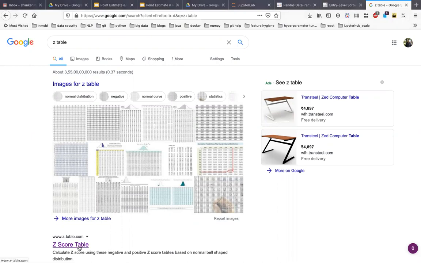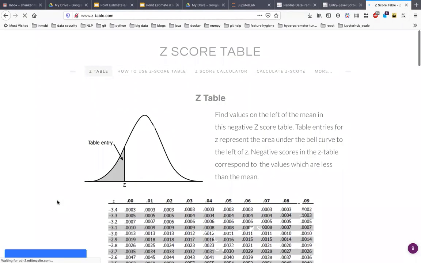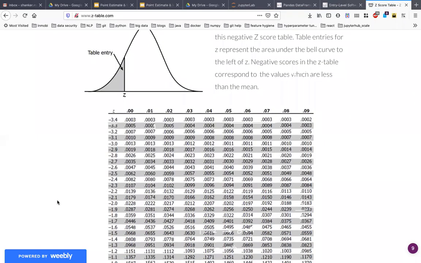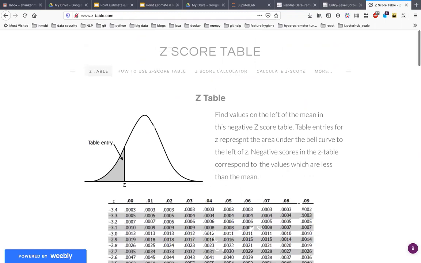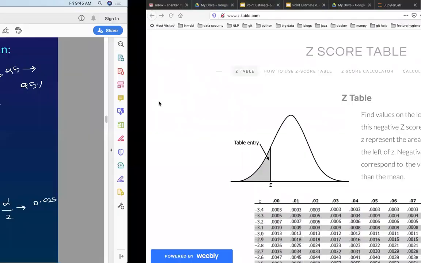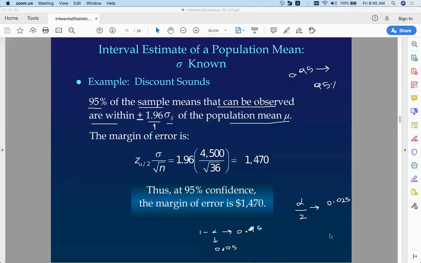So the 1.96 I'm getting from here. Okay, so this is a Z table. I'll show you how to interpret this. Where is our conclusion?